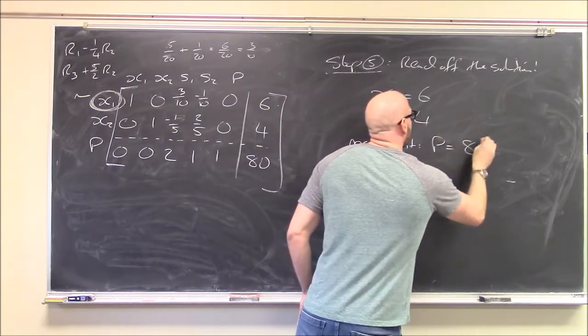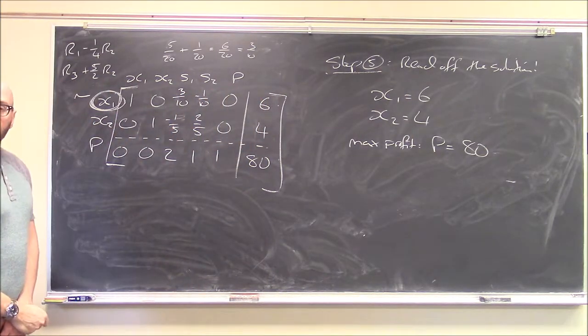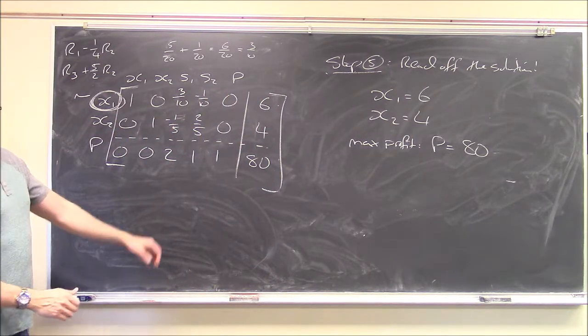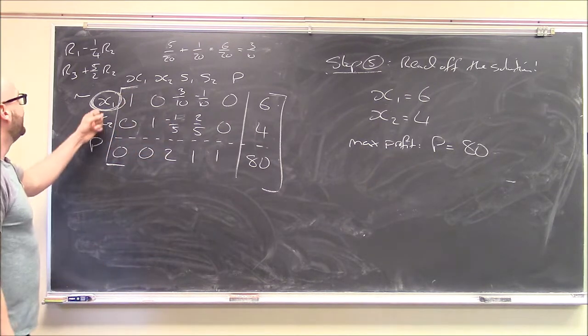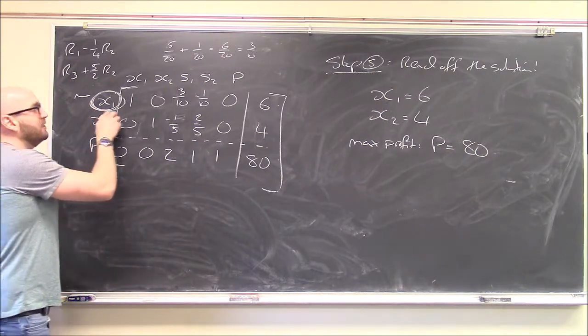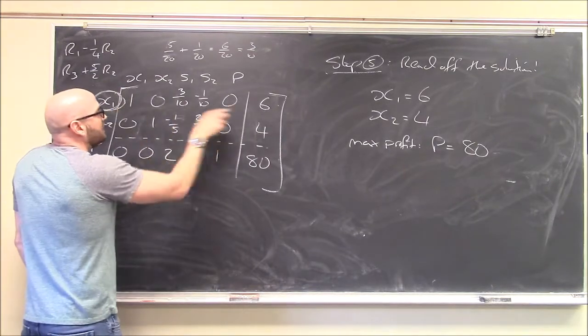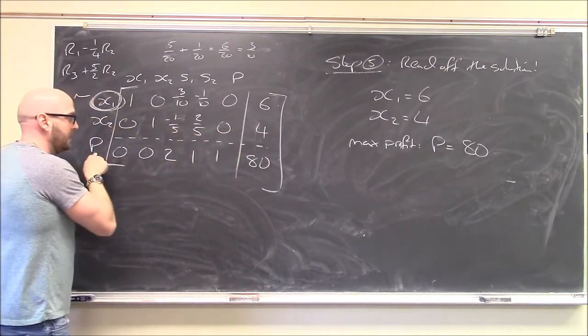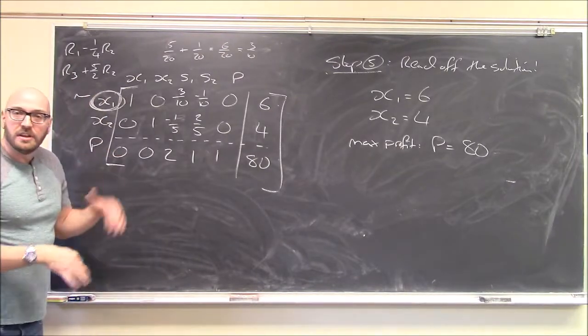P equals 80. So that's it. It's actually really nice. Once you've reduced it to this form, it's very easy to read off your solutions. This is why you have to keep track of your entering and exiting variables as you go, so that you know what variables these numbers are corresponding to. But this tells me x1 is 6, x2 is 4, p is 80, and everything else that doesn't appear over here, everything else is just 0.